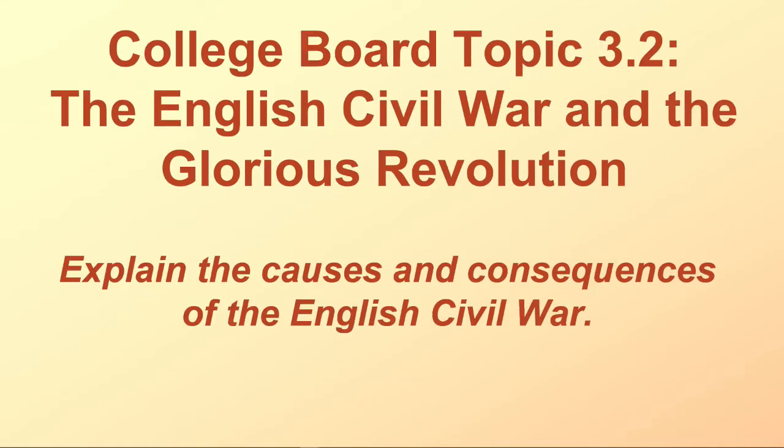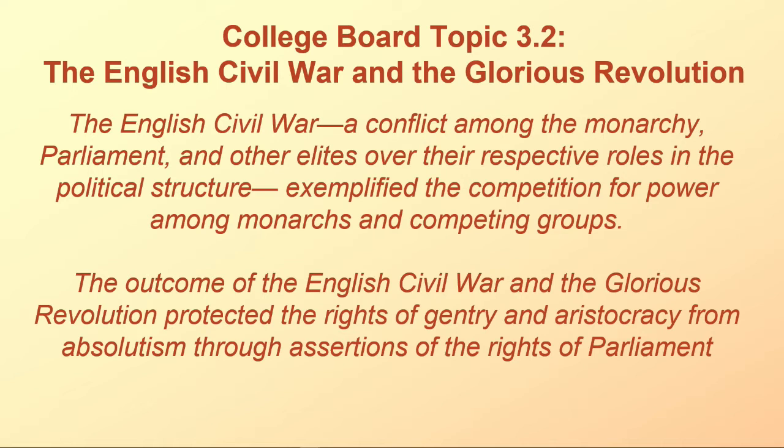Well, let's look at our College Board topics. First, we've got College Board topic 3.2, the English Civil War and the Glorious Revolution. Explain the causes and consequences, that's a historical thinking skill, of the English Civil War. The English Civil War, a conflict among the monarchy, parliament, and other elites over their respective roles in the political structure, exemplified the competition for power among monarchs and competing groups. And the outcome of the English Civil War and the Glorious Revolution protected the rights of gentry and aristocracy from absolutism through assertions of the rights of Parliament.